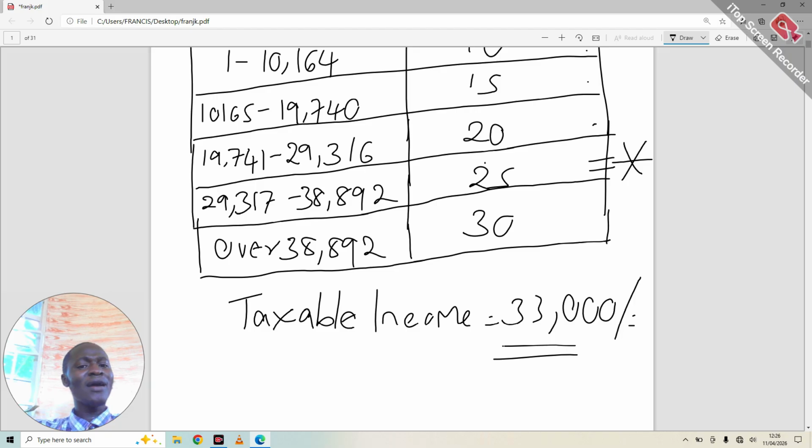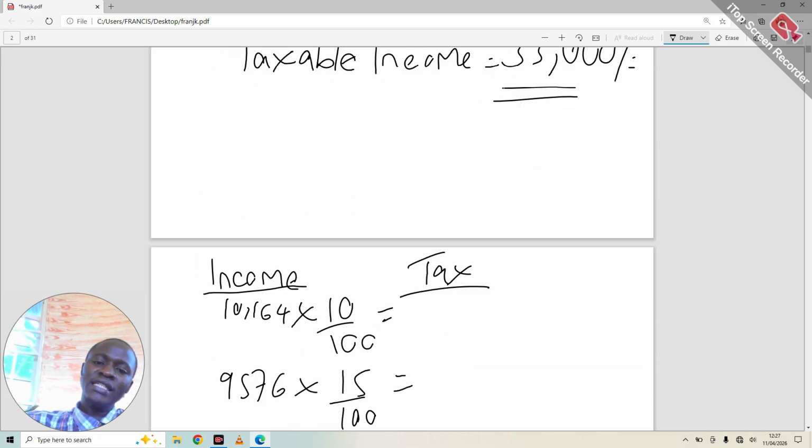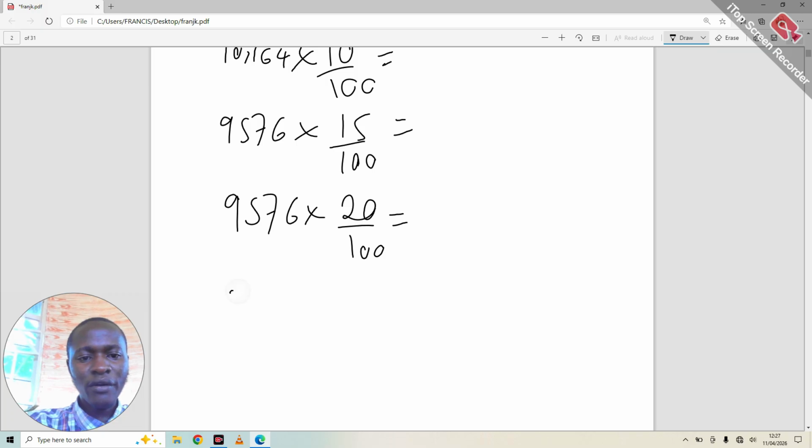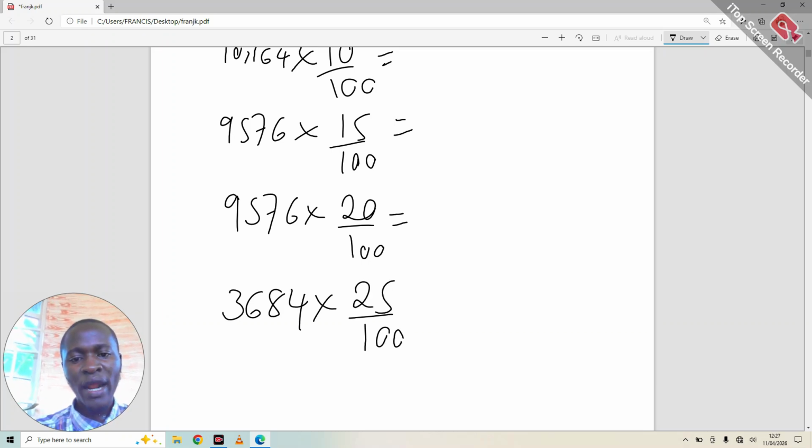33,000 is our main taxable income, or the taxable earnings. So it is the one that lies in that band. So instead of having 38,892, we shall have 33,000. So take 33,000 minus 29,316. You shall get 3684. So now we have 3684, multiply by 25 all over 100.